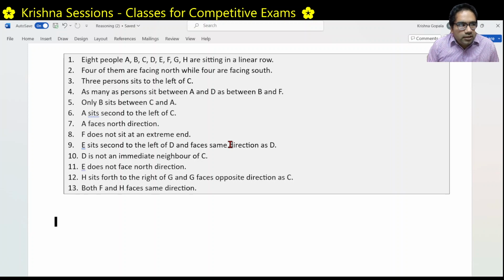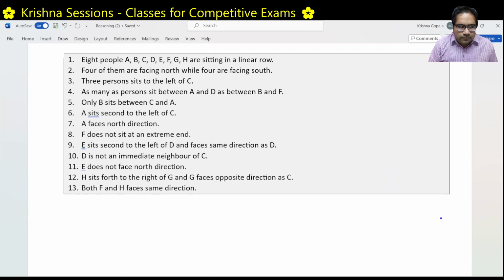Here, eight people A, B, C, D, E, F, G, H are sitting in a linear row. Eight people are there, they are sitting. Four of them are facing north, while four are facing south. We don't know which four are north, which four are south. Right. And why is it important? Who is facing north and who is facing south is important because who is towards your left and who is towards your right will change, right?